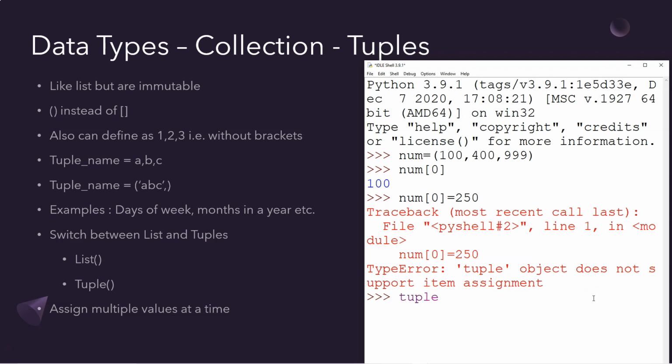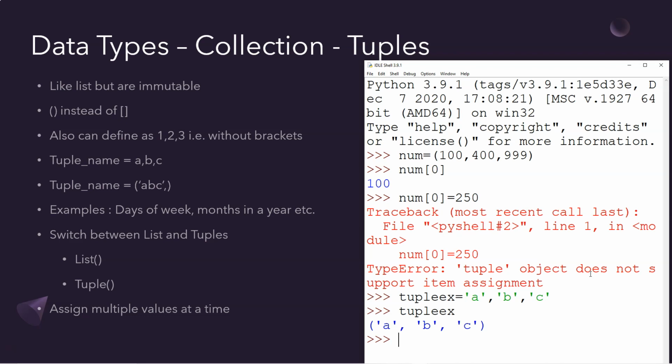So tuple example is equal to A, B, C. This way, if I print tuple example, it gets this value. So this is another way of defining it without brackets. And once you have something defined as a tuple, that can be converted into a list and vice versa.